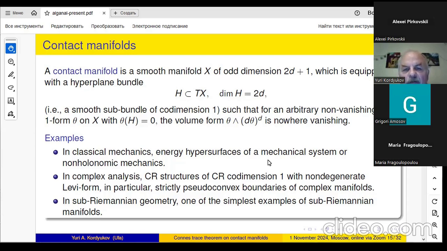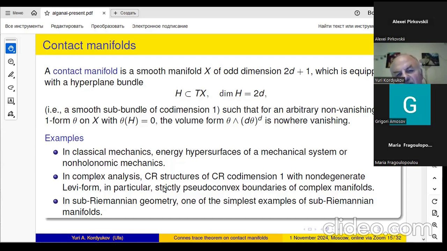Then we have another source of even dimensional manifolds, which are given by complex analysis. So in complex analysis, each manifold is even dimensional if we consider real dimension. And again, if we consider a hypersurface in this even dimensional manifold, we sometimes get contact manifolds.